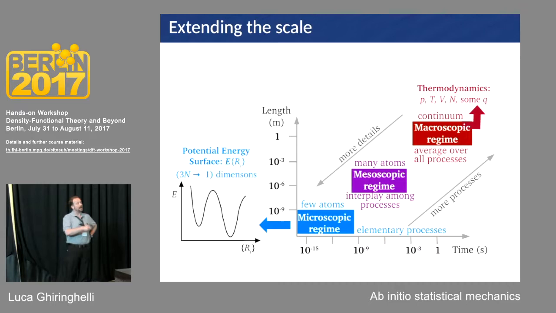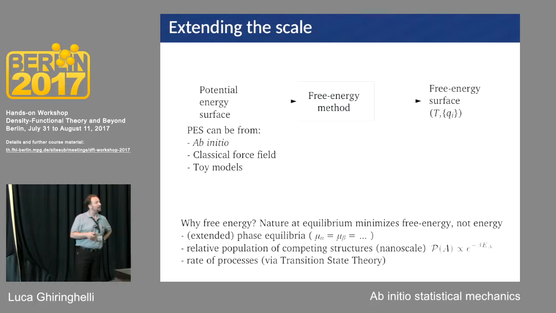Except that it's too much information, right? If you want to know what the stable structures are and so on, typically we want to know less information than the full 3N-into-1 mapping. And if we want to extract things like temperature, pressure, and so on, we need to find a way to extract this information that is in the potential energy surface but not readily available.